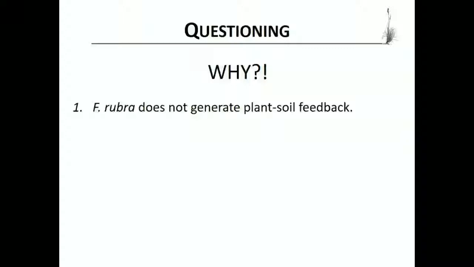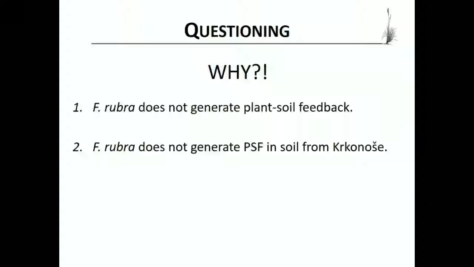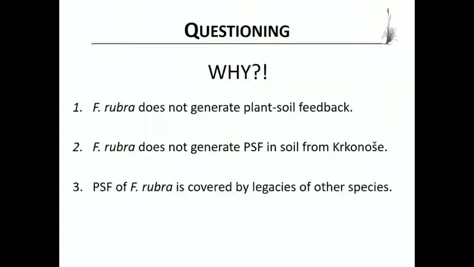So the first hypothesis was that Festuca rubra does not generate plant-soil feedback at all. Or maybe there is something wrong with the field soil, so maybe it does not generate this effect in soil from the Giant Mountains. Or the last thing that came to my mind was that maybe the effect of Festuca rubra was covered by effects of other species which were present in the community. So I wanted to test all those hypotheses.